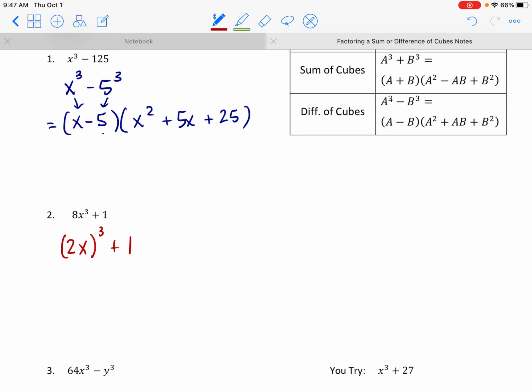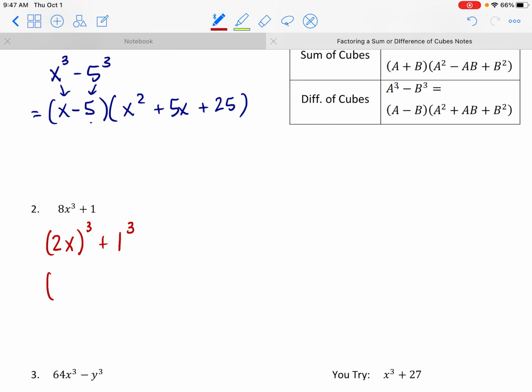And then 1 is already a cube, so I'm going to just rewrite it as 1 cubed so I can see this is going to factor into a binomial and a trinomial. Signs are going to start the same, so positive, then opposite, and then always positive. And the bases of my cubes go into the binomial. So a 2x and a 1.